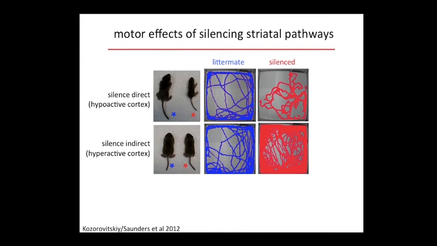When we silence the direct pathway, these animals are actually quite runty. They die by around P22 of age. But if you simply look at their locomotion in an open arena, you can see they move around more slowly.